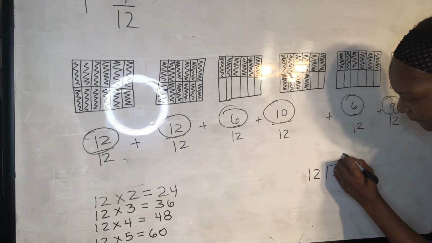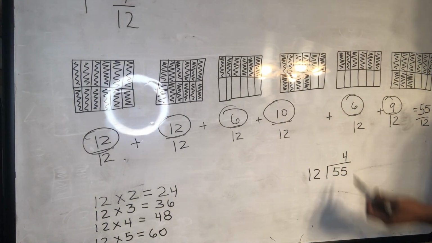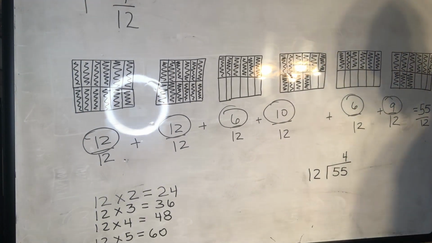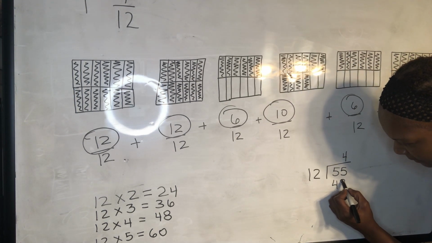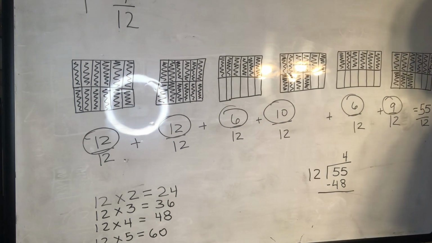So we're going to put our 4 over top our second 5. We're going to do the multiplication. 12 times 4 is how much? 48. All right, so we put that 48 up underneath our 55, our subtraction, and our equal.